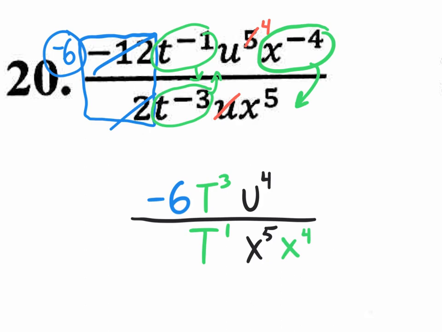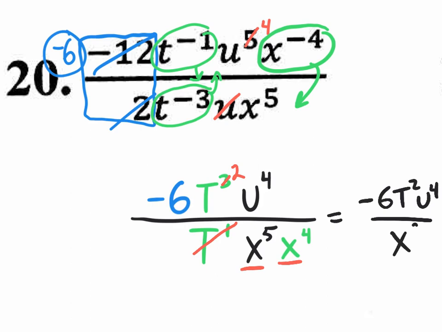And there are 2 more rules to apply. Do you want to cancel out t's, or add exponents right here with rule 1? Let's do both. Cancel: there's 1 t on the bottom, there's 3 on top, so you're going to have 2 left over up on top. And when you multiply x to the 5th times x to the 4th, what do we get? X to the 9th. So my final answer is negative 6 t to the 2nd u to the 4th over x to the 9th.